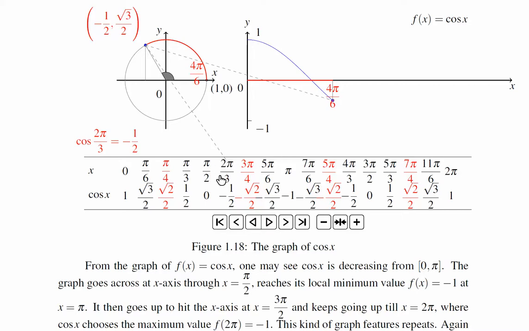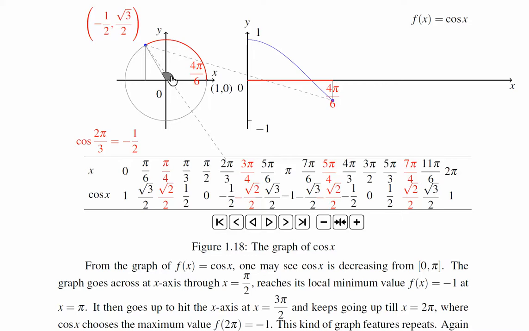Right here, you cancel 2 as a factor. So 4 divided by 2 is 2. 6 divided by 2 is 3. 4 pi over 6 is 2 pi over 3.